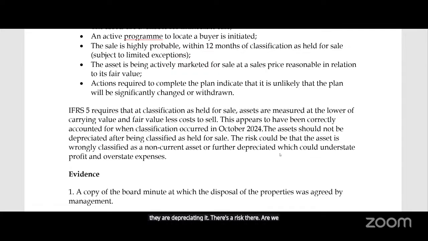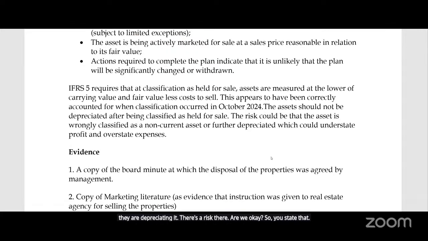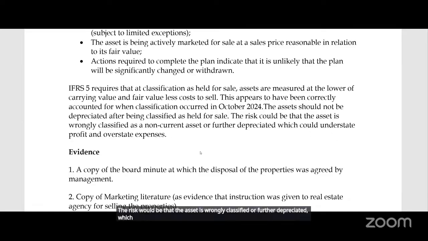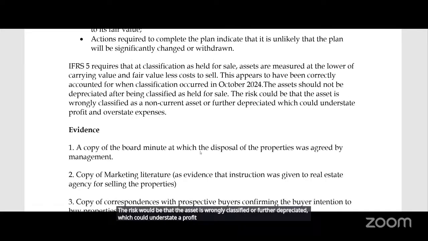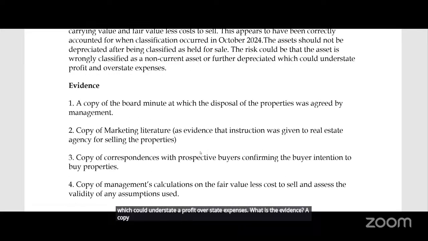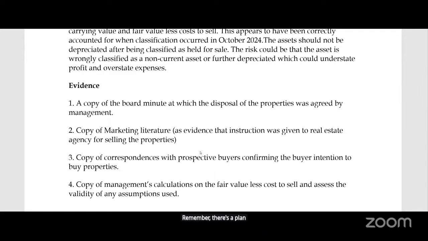So you state that. The risk could be that the asset is wrongly classified or further depreciated, which could understate the profit or overstate expenses. What is the evidence? A copy of board minutes at which the disposal was agreed by management. Remember, there's a plan to sell. The plan is not going to change. That plan, can I have a copy of it?